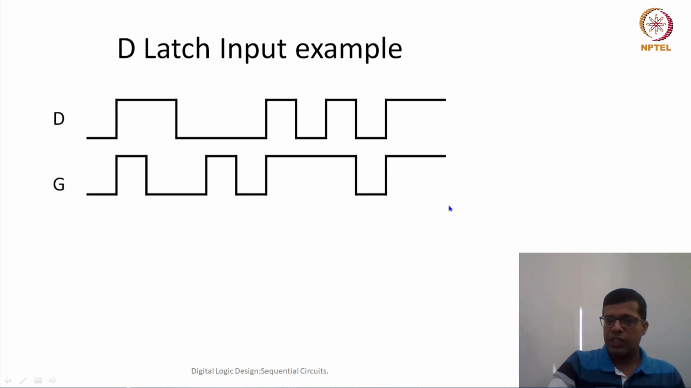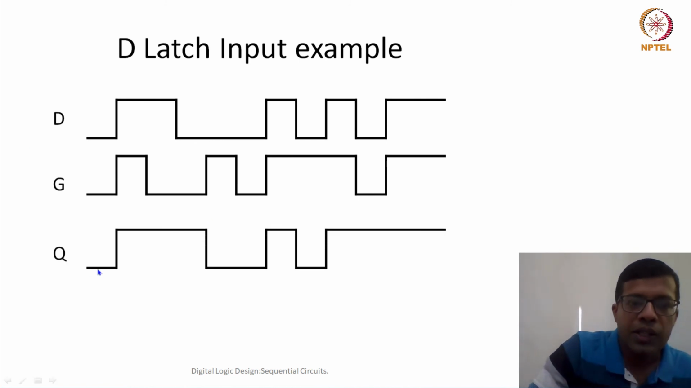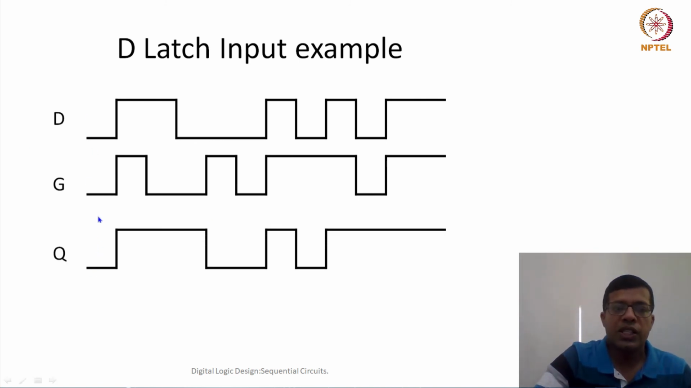You can see that this is the time axis, and if a waveform is high, we consider it as 1, and if it is low, we consider it as 0. So let's look at the output. Initially all of them are 0, and we assume that my initial state is also 0. As soon as G is 1, my output would be equal to whatever is D. So if D was 1, my output is also 1.